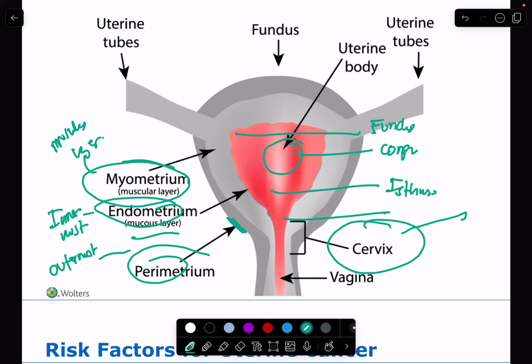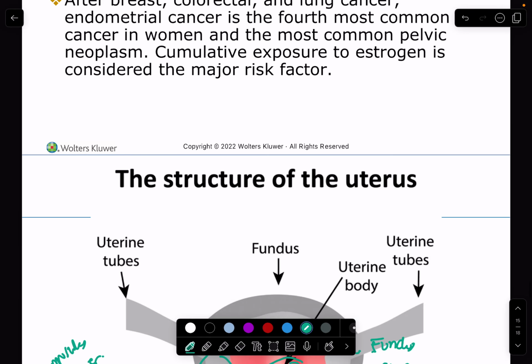So, in short, myometrium, myo means muscle, siya ang nagko-contract, no? This is the one that expands whenever there is a growing fetus. So, as the baby grows and as the pregnancy progresses, the myometrium is the layer of the uterus that is expanding in order to accommodate the growing fetus. And at the same time, the myometrium is the one that contracts when the baby is about to be born, no, during childbirth. Okay, that is the structure, no?